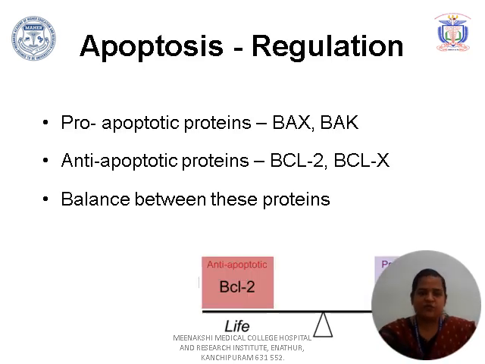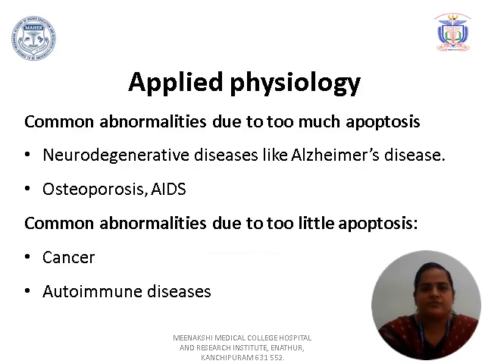So, regulation of apoptosis. There should always be a balance between the pro-apoptotic proteins, which are the proteins that initiate the process of apoptosis, and the factors which are against apoptosis. BAX or BAK are the apoptosis-initiating proteins, whereas BCL-2 and BCL-XL are the anti-apoptotic proteins. So there is always a balance between these proteins which regulates the process.